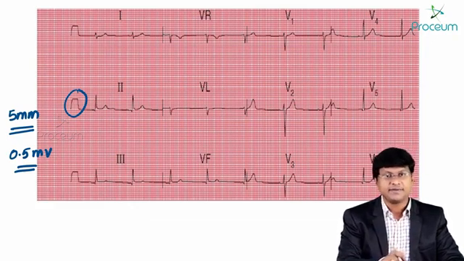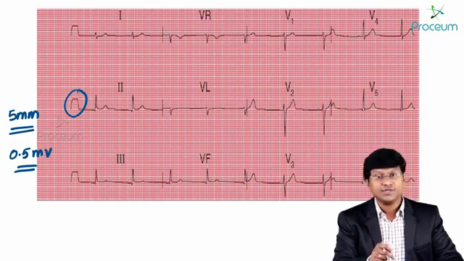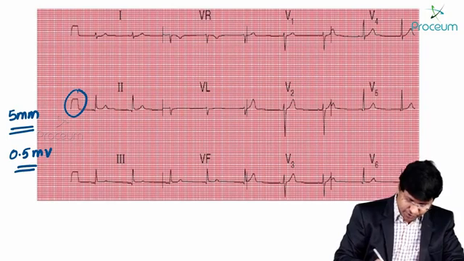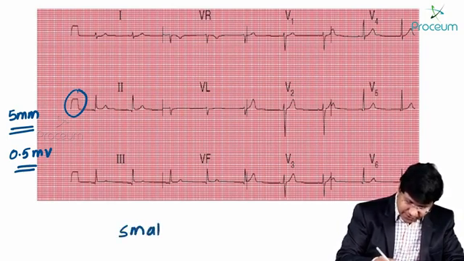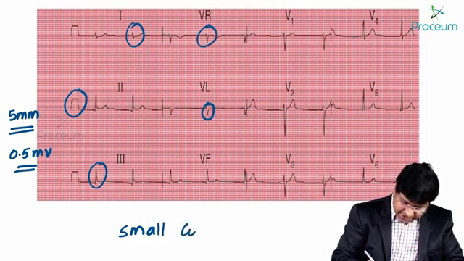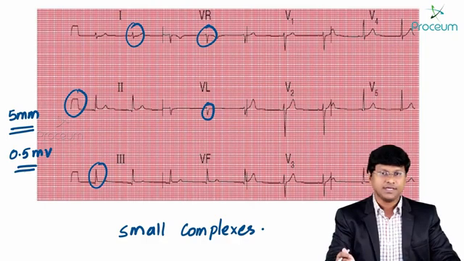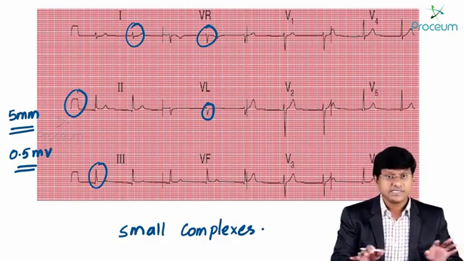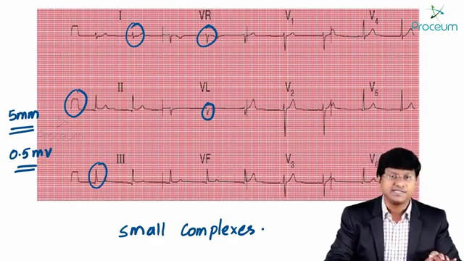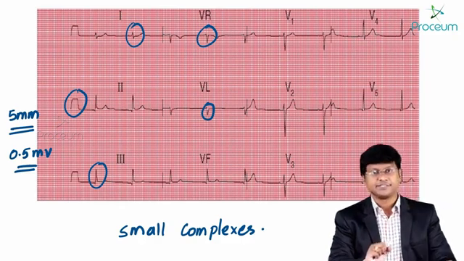In case of an under calibrated ECG, what is the effect? You will have low voltage complexes. You will have small complexes. You can see here the complexes are all very small, compared to a normally calibrated ECG. Normal calibration is 1 millivolt. Here it is only 0.5 millivolt. So this is about the basics of the ECG paper: ECG paper speed as well as the calibration.